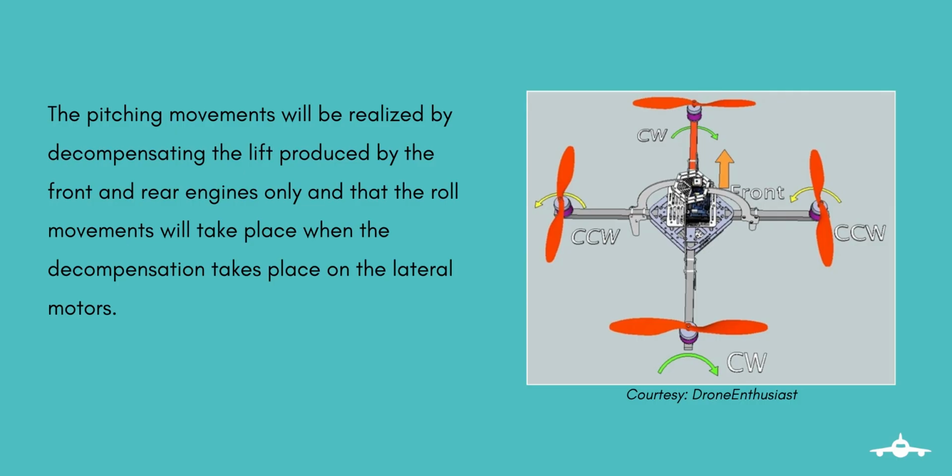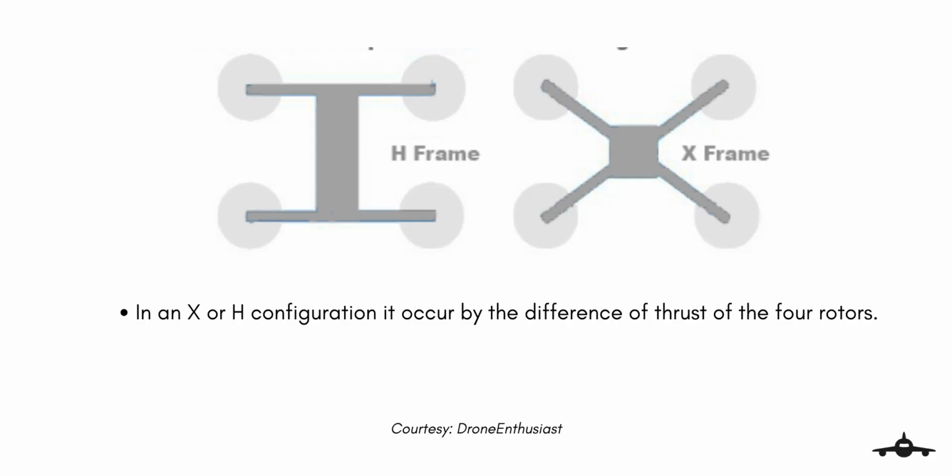Without entering into complex aerodynamic considerations, it suffices to consider that the forward, backward and lateral displacement movements will occur because of the lift differences produced by only two motors, whereas in an X or H configuration, they will occur by the difference of thrust of the 4 motors. It can be said, therefore, without more complex analysis, that this configuration is less efficient.